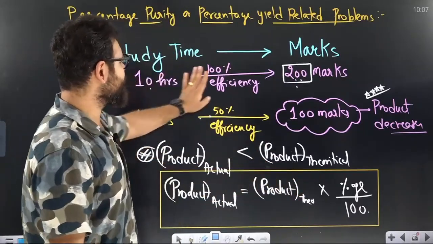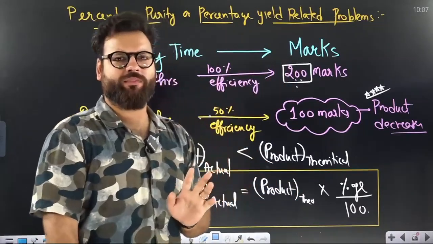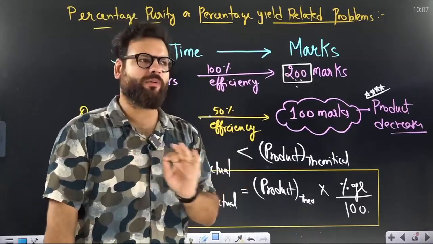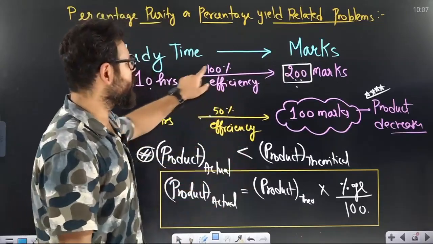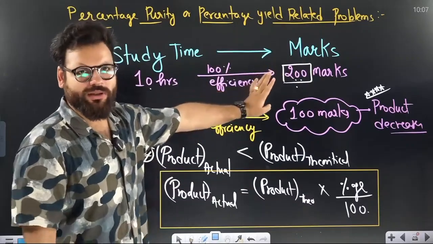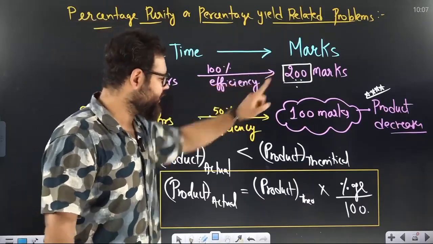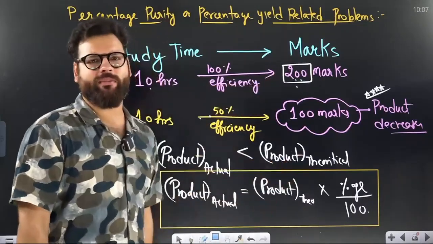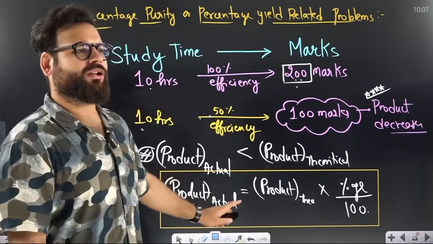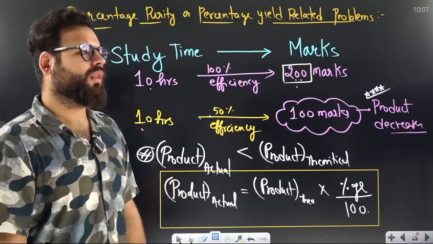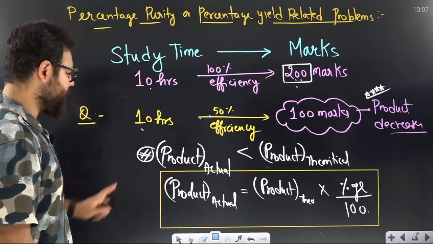So I'll first do the question normally. I will not look at the percentage. I will not even look at what percentage is given. I will do the reaction normally, thinking that percentage is not given to us. Everything is fine. I'll find the answer, then I will decrease the answer by multiplying by the percentage. This much you should remember right now.